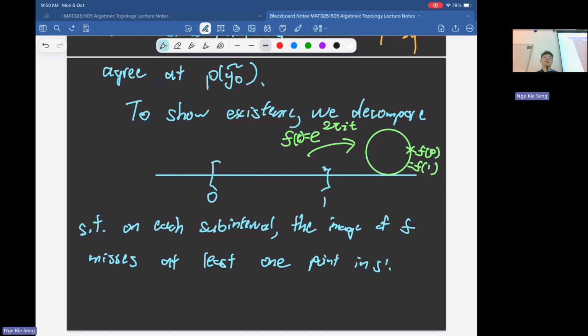So how do you break the intervals? Well, you just break at these two points. Break like this, then they will miss a point. Correct or not? If I break it in half, I think you miss quite a lot of points actually, other than one. Makes sense?